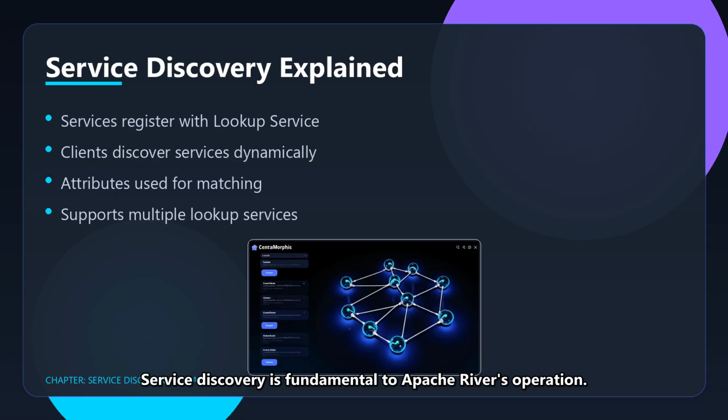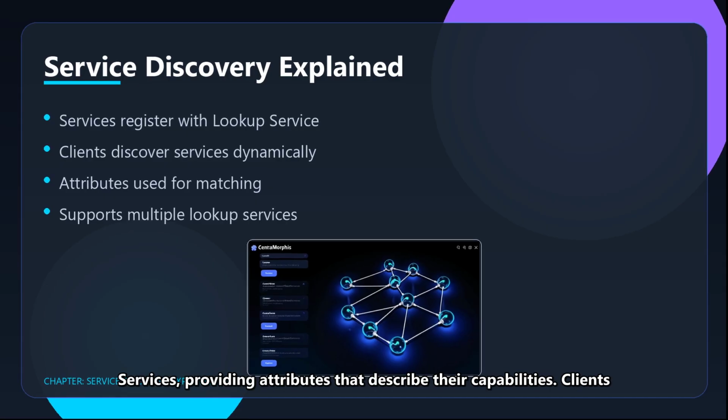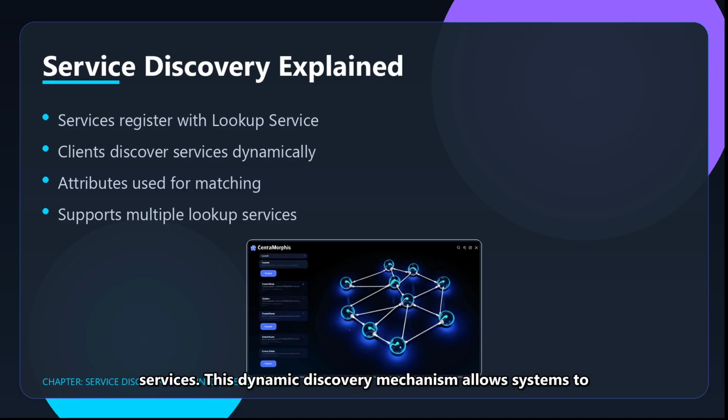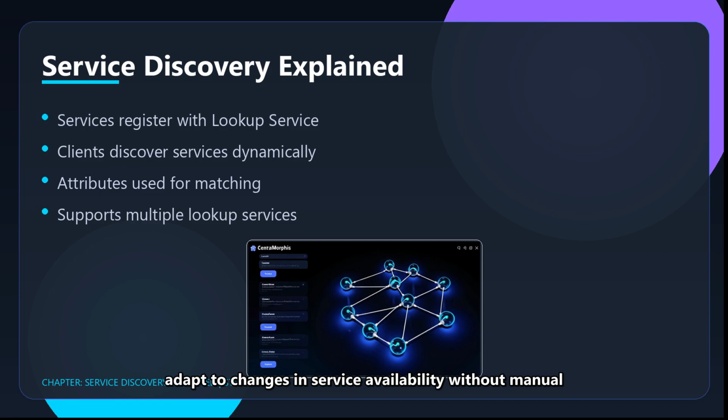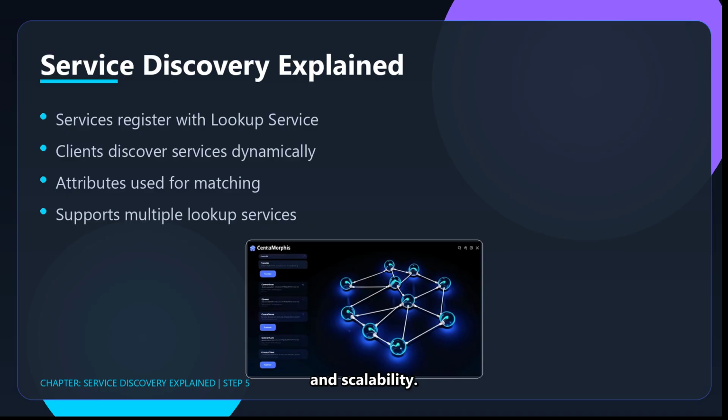Service discovery is fundamental to Apache River's operation. Services register themselves with one or more lookup services, providing attributes that describe their capabilities. Clients then query these lookup services to discover matching services. This dynamic discovery mechanism allows systems to adapt to changes in service availability without manual reconfiguration. Multiple lookup services can coexist, providing redundancy and scalability.